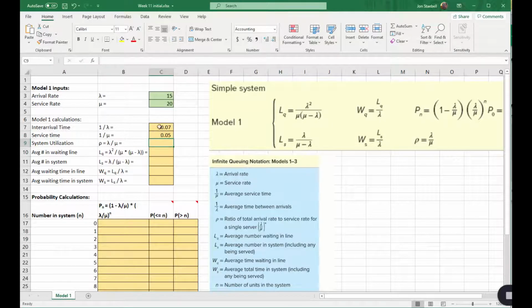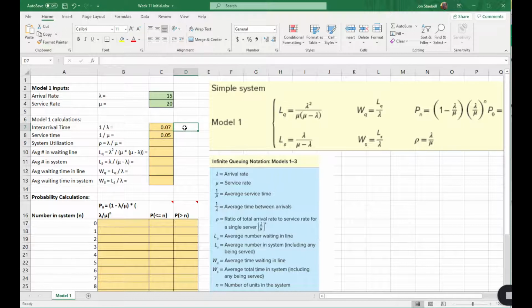So what we're saying here is the time between customers arriving is 0.07 of an hour, and the service time, how long it takes to handle each customer, is 0.05 of an hour. Now, some of you may work in decimals of an hour, but I don't. I work in 60 minutes. So let's calculate quickly what these mean in English.